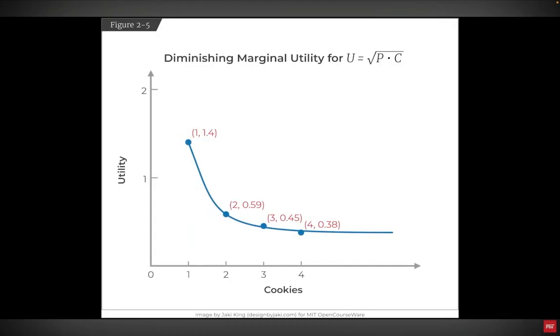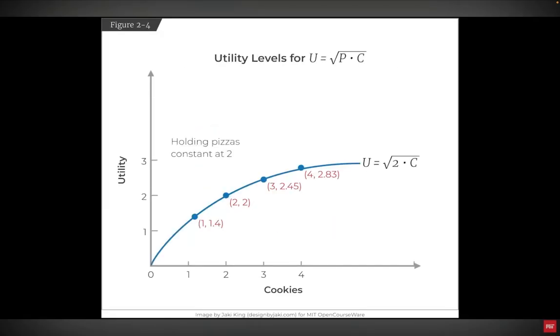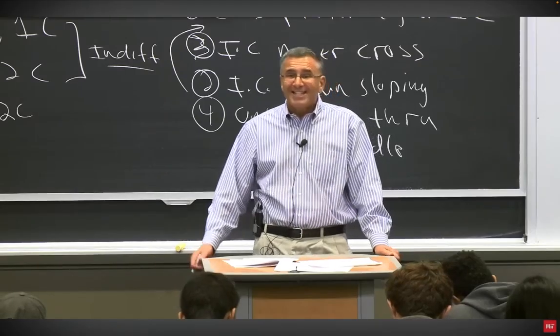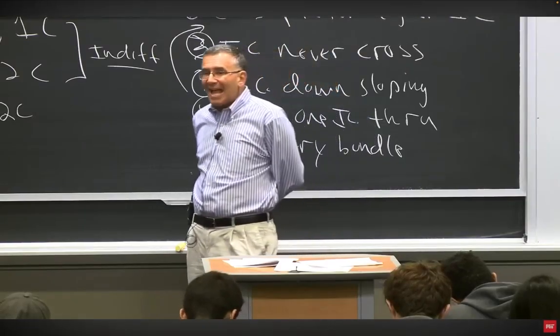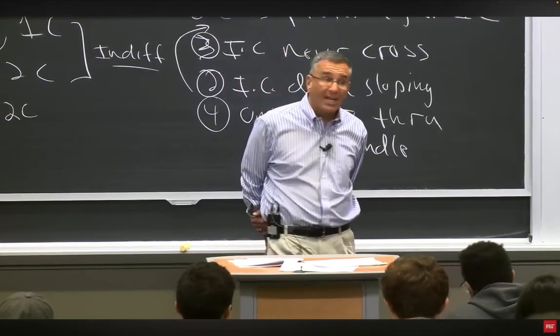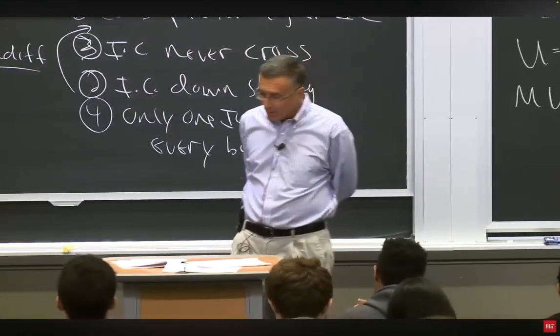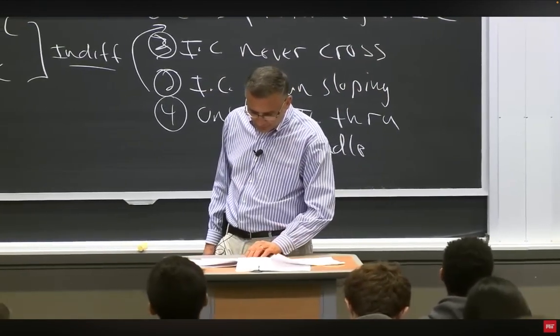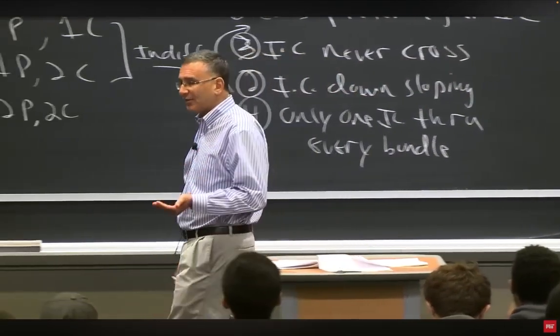The next cookie gives you utility increment of 0.45, the square root of 3. So now we flip back to the previous page. We're going from the square root of 4 to the square root of 6. Square root of 6 is only 0.45 more than the square root of 4, and so on. So each additional cookie makes you less and less happy. It makes you happier. It has to, because more is better. But it makes you less and less happy. Okay? And this makes sense.